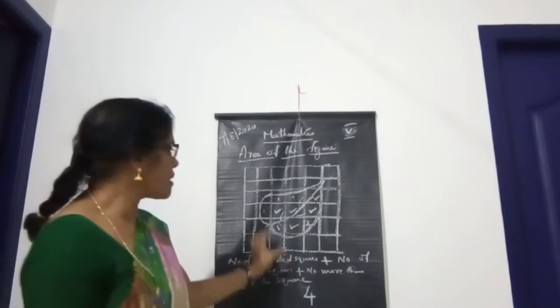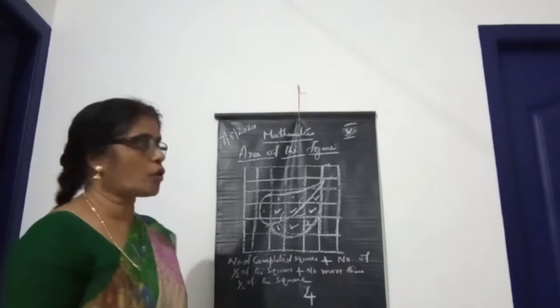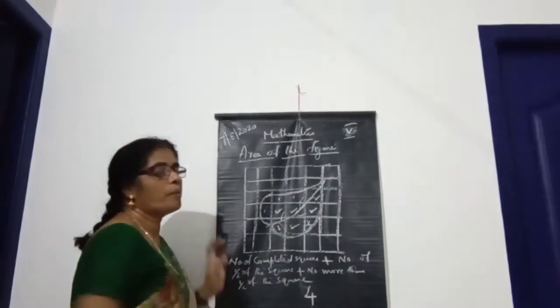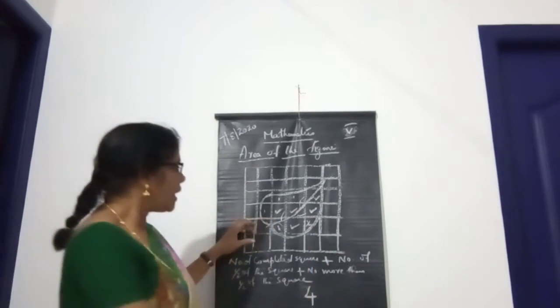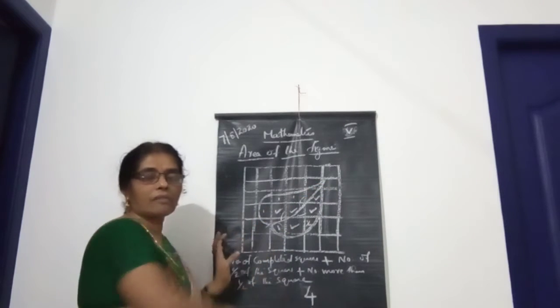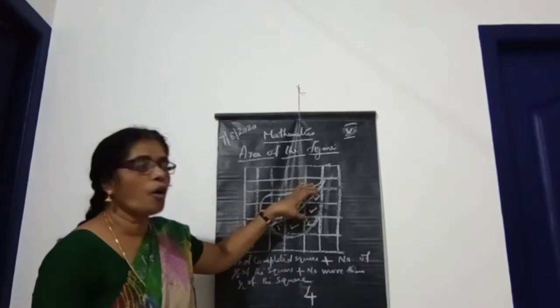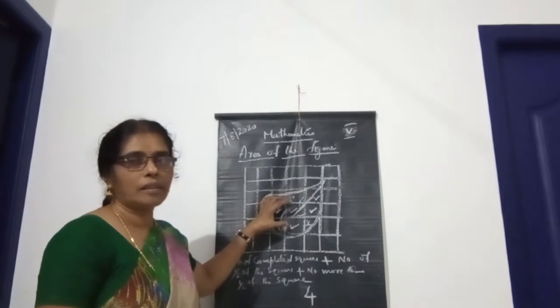For that purpose we can count it. How many completed squares? We can find out in an easy way. We want to know how many completed squares are in this leaf. Area means the inside of the space, isn't it? That inside space is the area. So how many completed squares are in this?